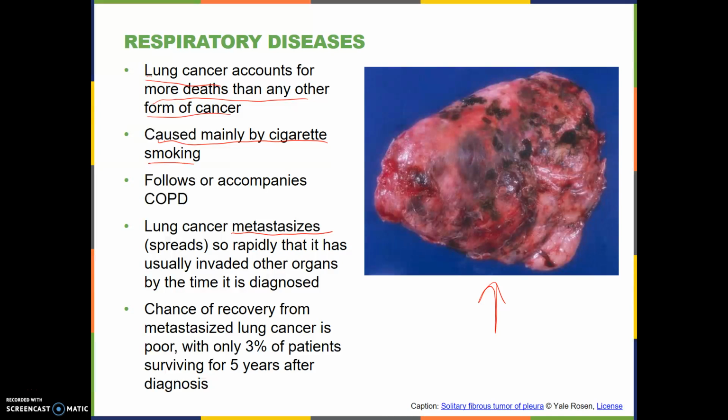There are two types of lung cancer. Only one is mentioned here. It just says lung cancer is lung cancer, but there's small cell and non-small cell lung cancer, and the statistics are different with each one. Small cell lung cancer has less of a chance of surviving, but 3% of patients survive for 5 years after diagnosis. That means 97% don't.